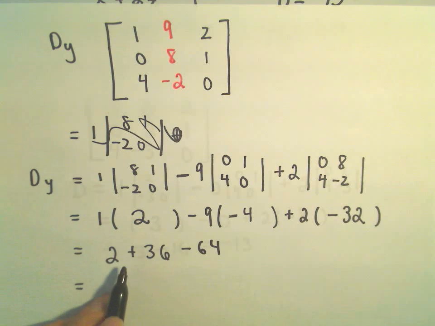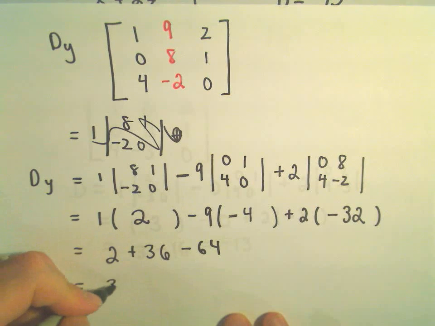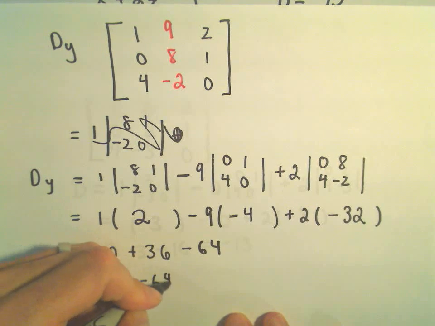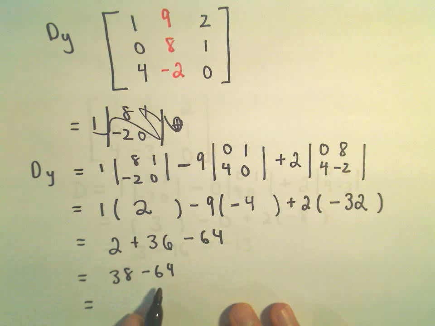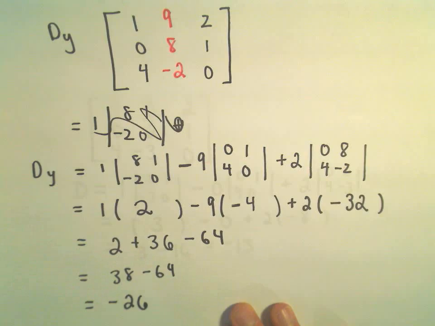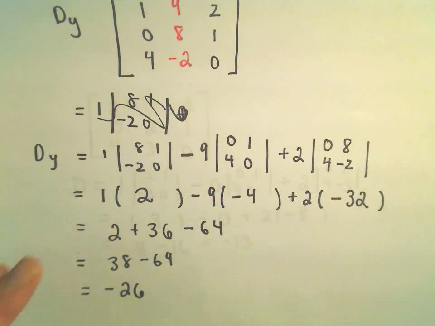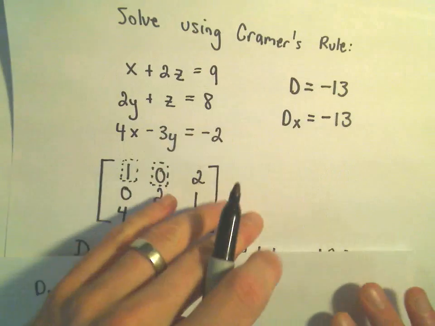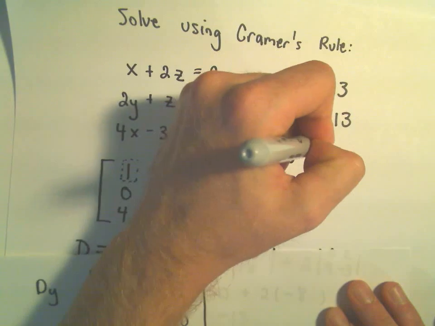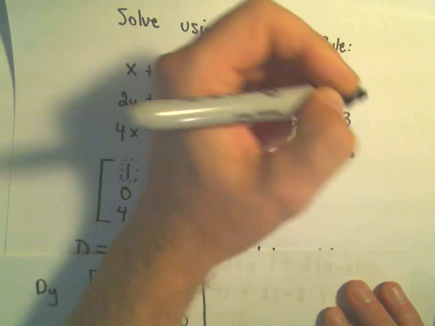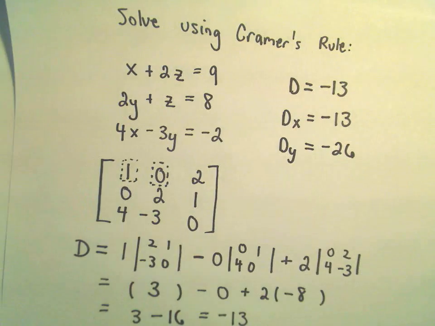Okay, so let's see, what is that? So we've got 38 minus 64. If we take 38 minus 64, it looks like to me we're going to get -26 for our d sub y. So we now have our d sub y equal to -26.